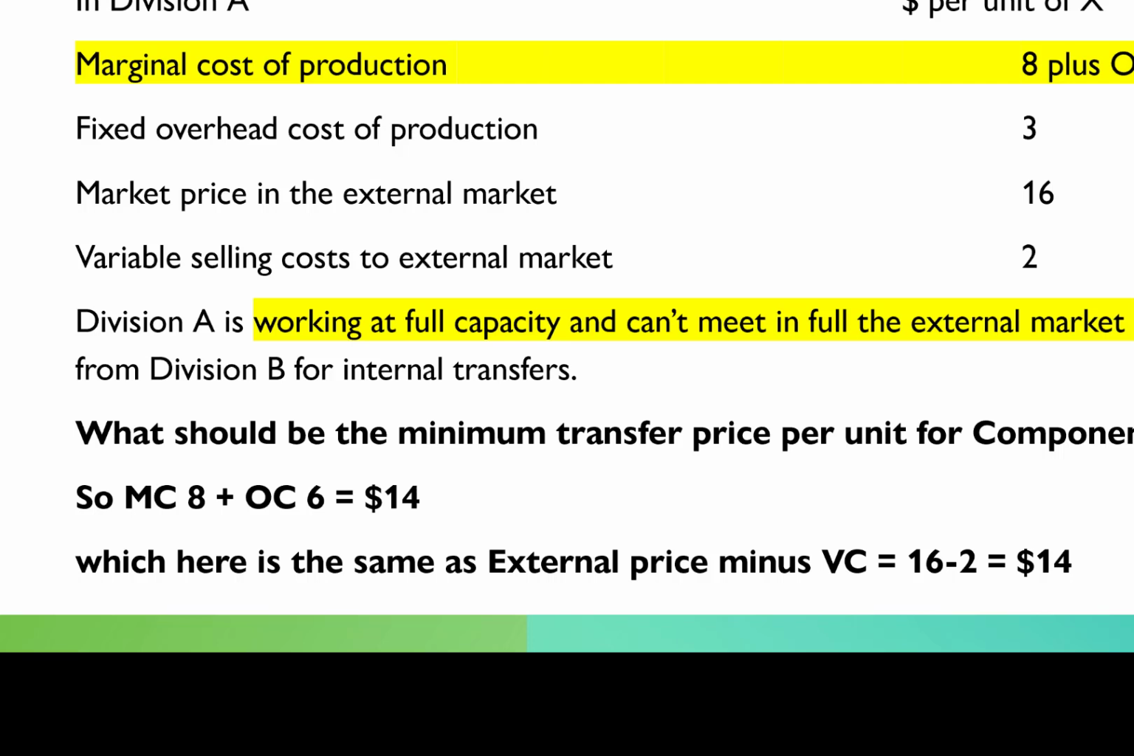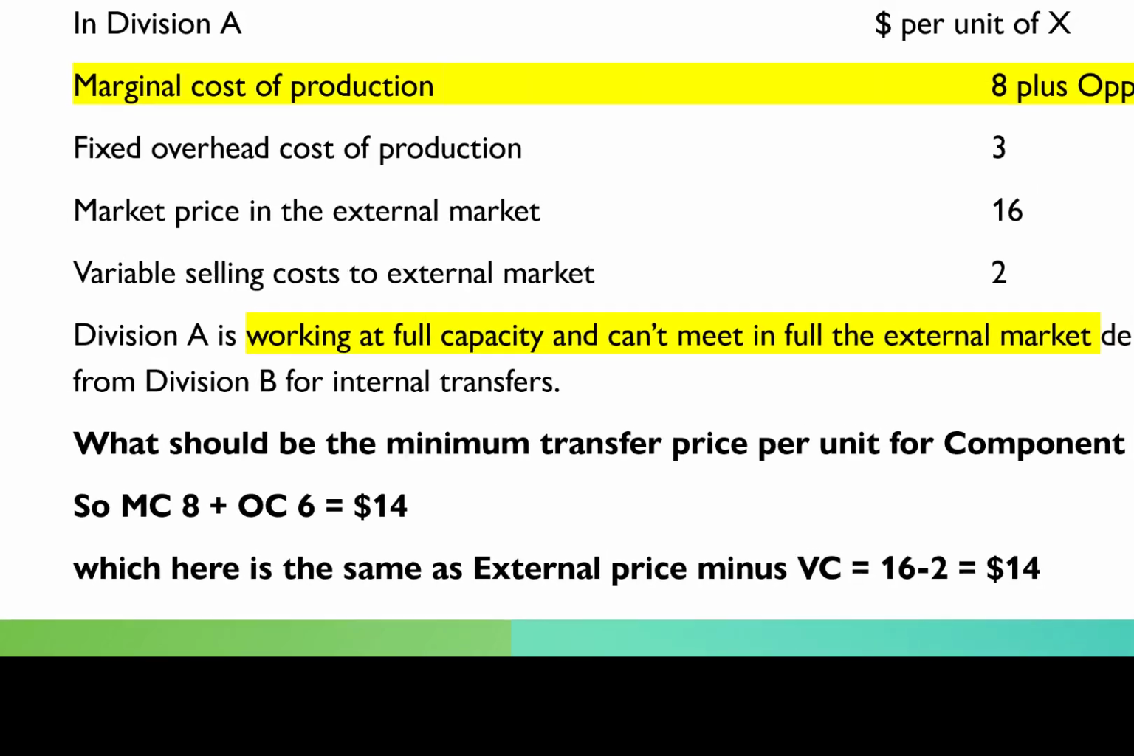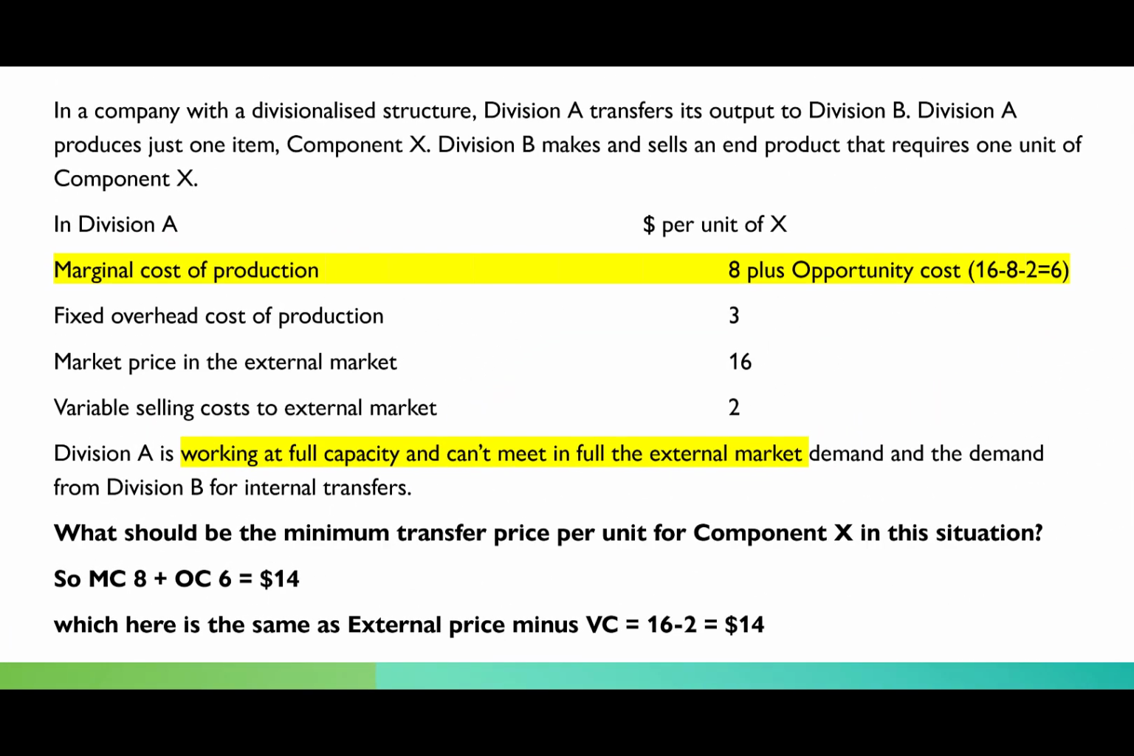This is exactly the same as the external price minus the variable cost of selling, which is the 16 minus the 2, and that is also 14. So that's what I said on my diagram last. I said that sometimes those prices will equal, and that's when the external market price is the same. So hopefully you got both of those correct.